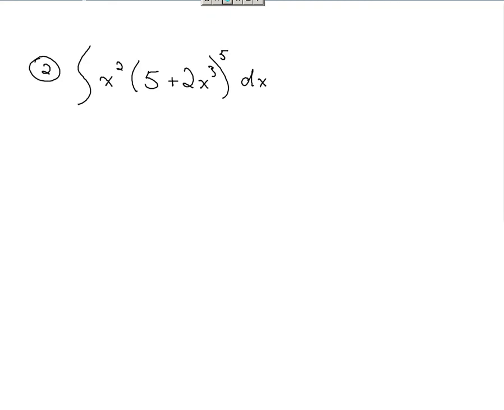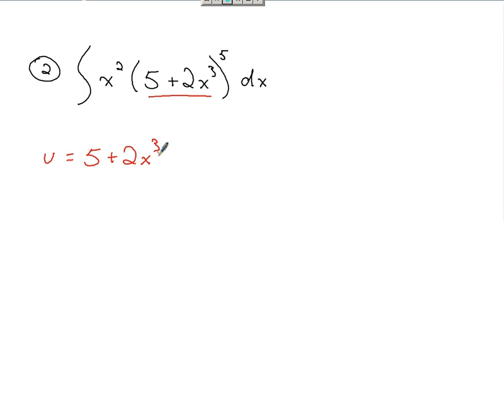What we're going to do for starters here is take what's inside the parentheses. We're going to let u equal the expression inside the parentheses. So over here, I'm defining this new variable u. u equals 5 plus 2x cubed.